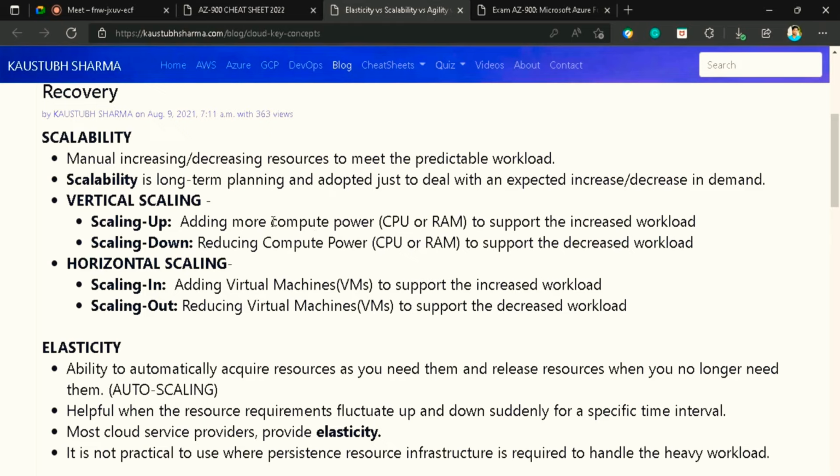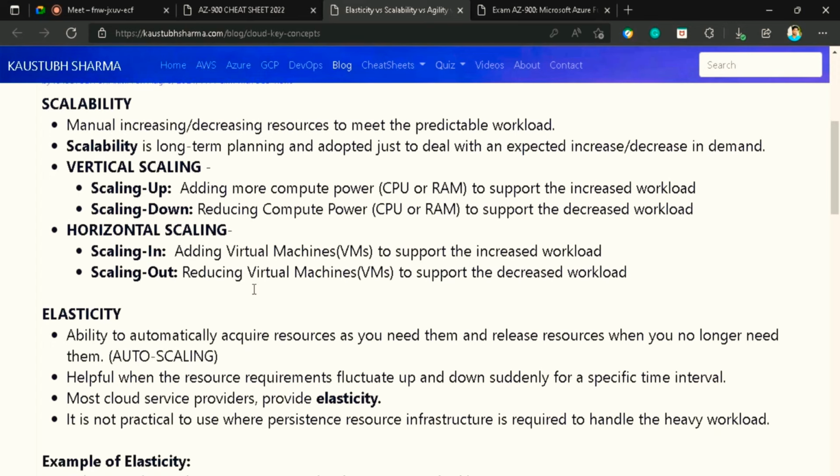Here I have one PC and I am increasing the power, 4 GB to 16 GB, then 32 GB, right? Here we increase the power, and here we are increasing the number of systems. That's why it is horizontal scaling. You are adding the number, and in the case of vertical scaling, you are increasing the power of the same PC, right? Okay.